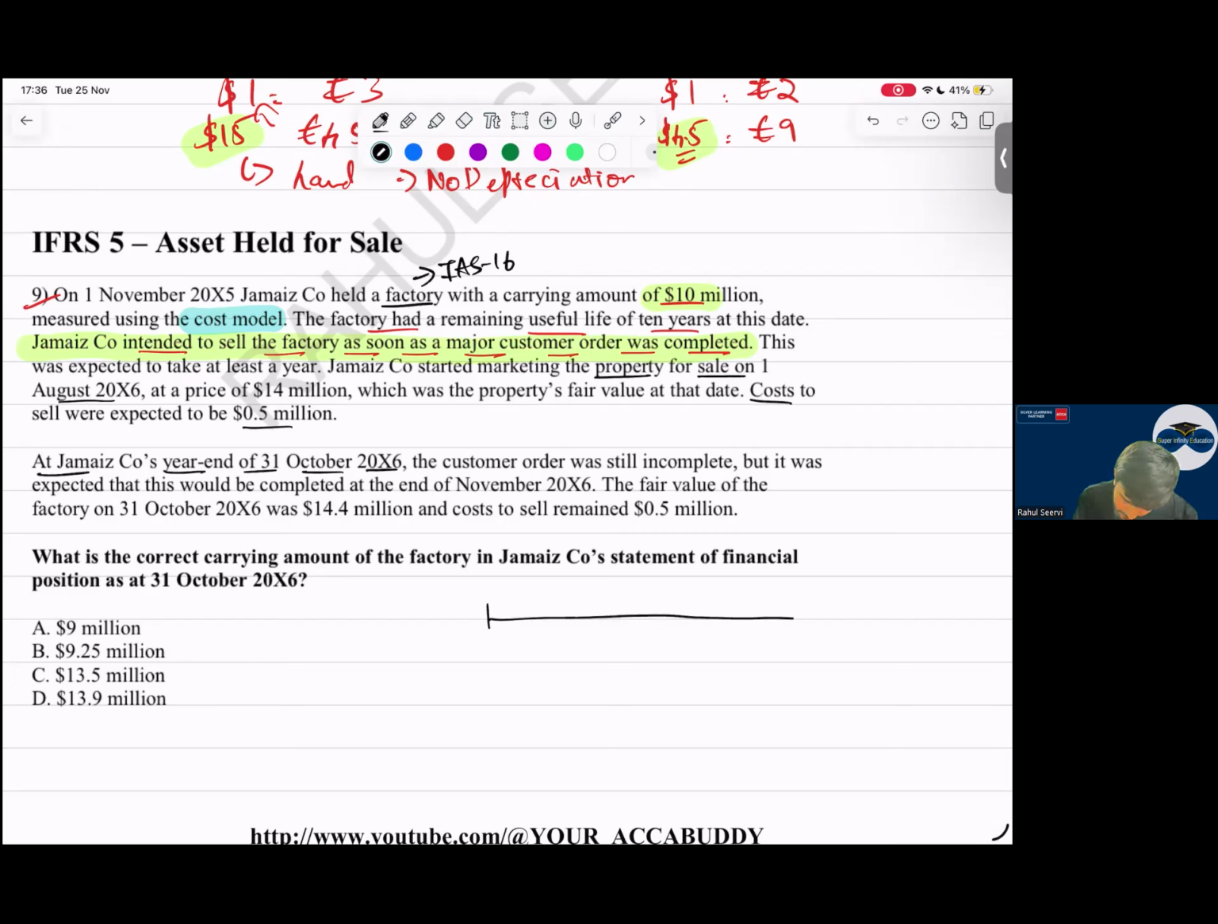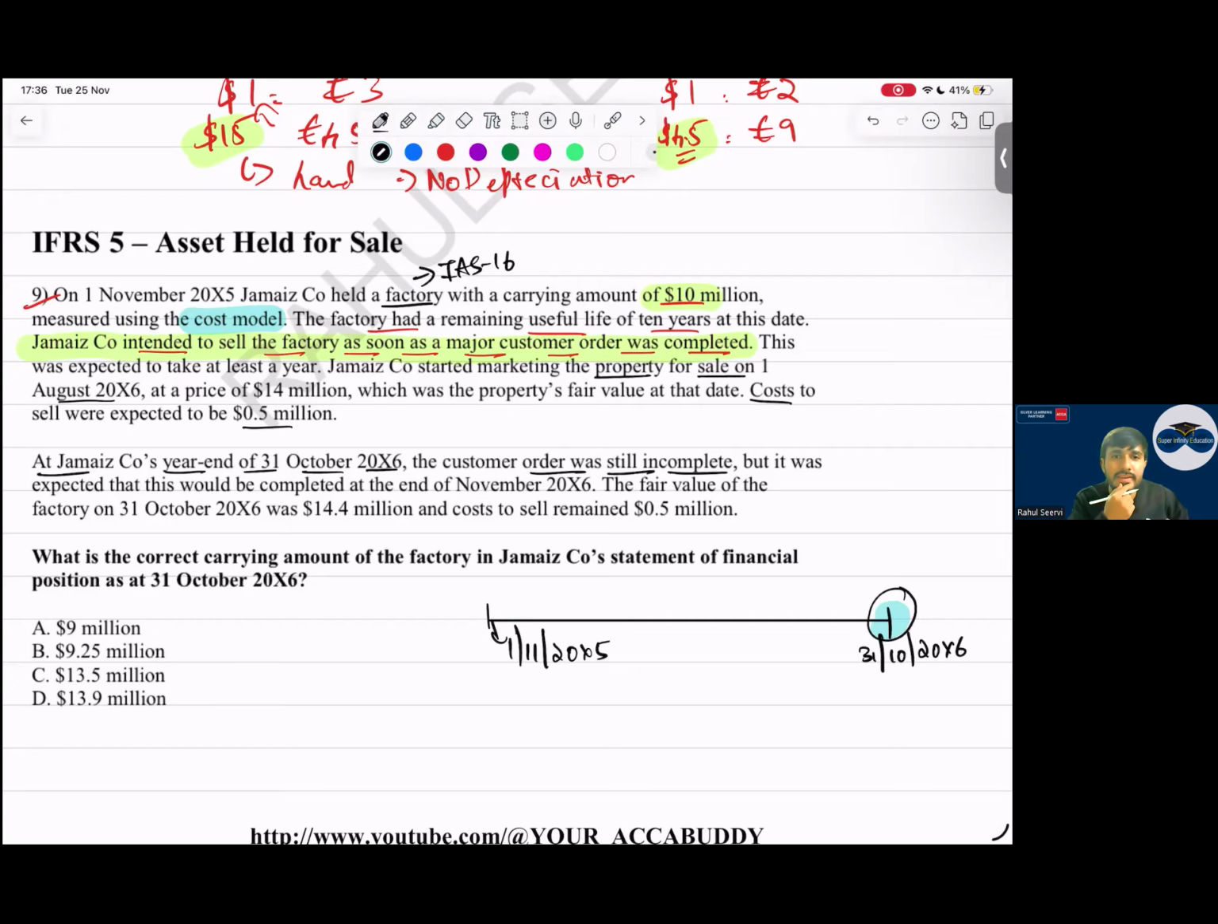Okay. What is the year end, sir? 1st November 20X5 and 31st October 20X6 year end. The customer order was still incomplete. The customer order was not completed here. If the customer order was not completed, can we classify this as held for sale?